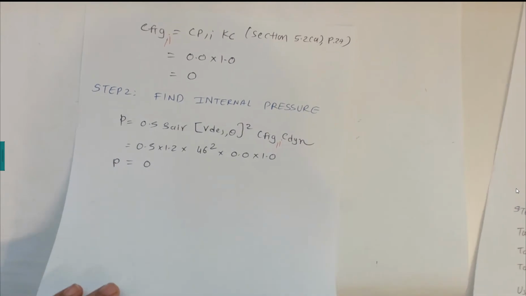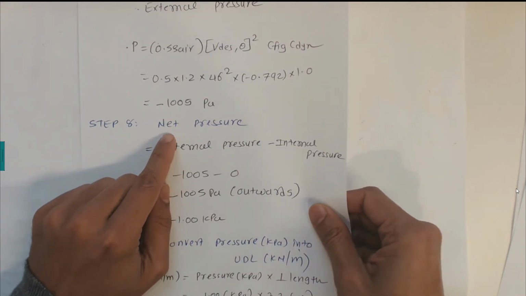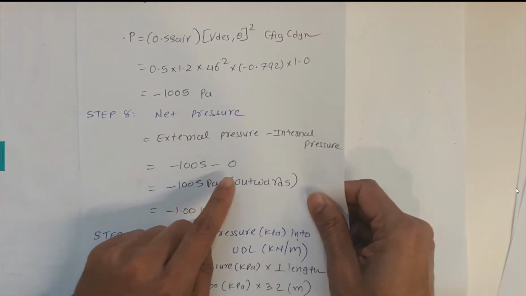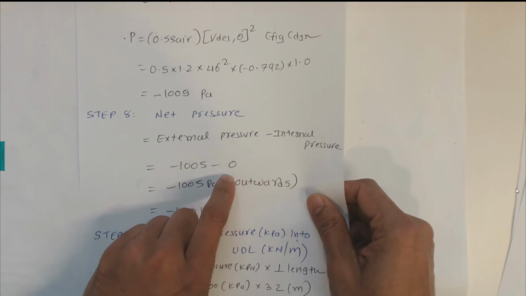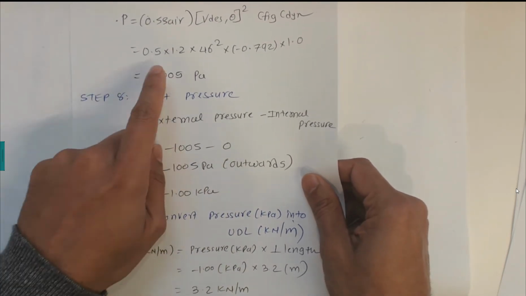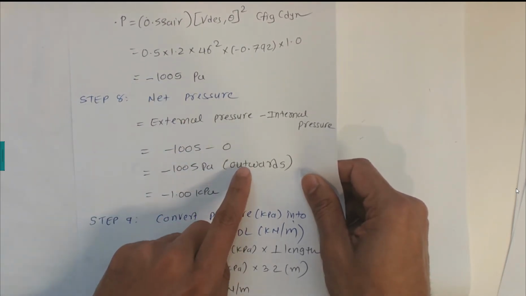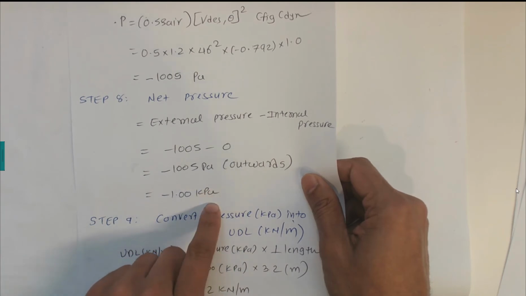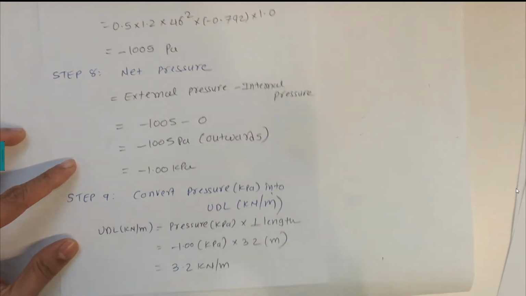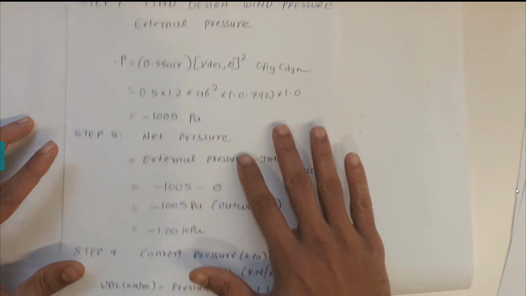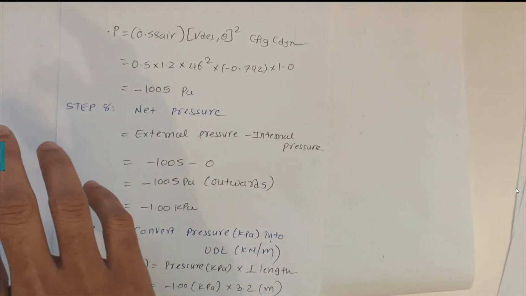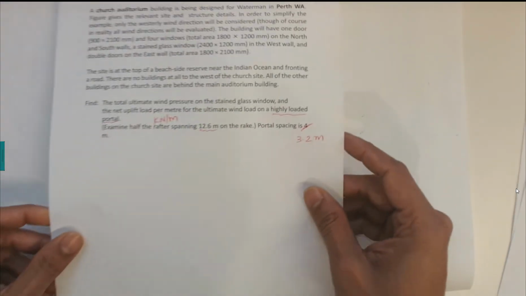Back to our last discussion, where we calculated the external pressures and now want to calculate the net pressure. External pressure take away internal pressure is the net pressure. We substitute the external pressure of minus 1.0 kilopascals minus 0, so that gives minus 1 kilopascal. Now we are interested in finding the roof uplift, as given in the question, and we need to find the load in kilonewton per meter.